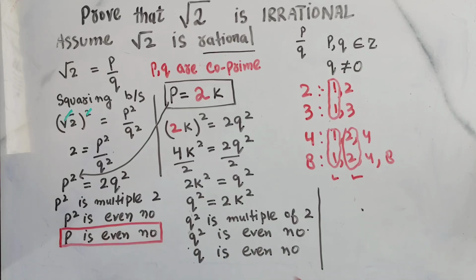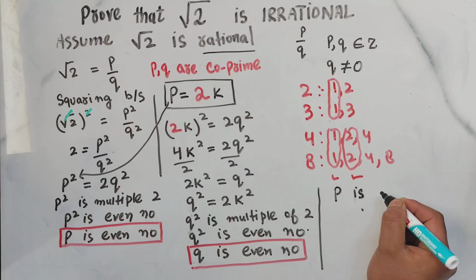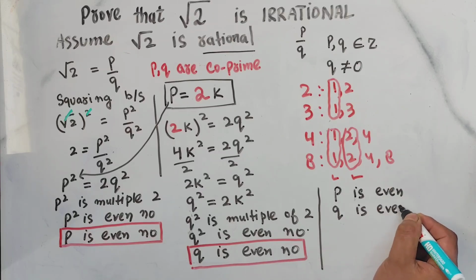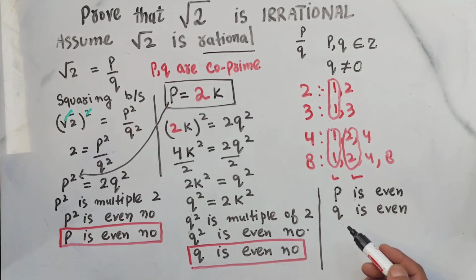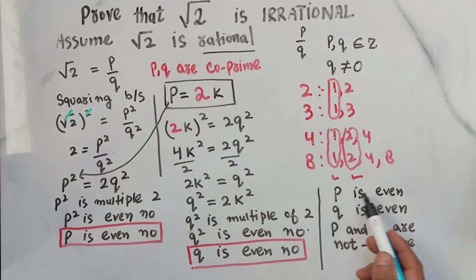So if q is even here, and we have seen p is also an even number, here we have the result: p is an even number, q is even. Okay, that means p and q are not co-prime. Why? If p is even and q is even, p and q are not co-prime.